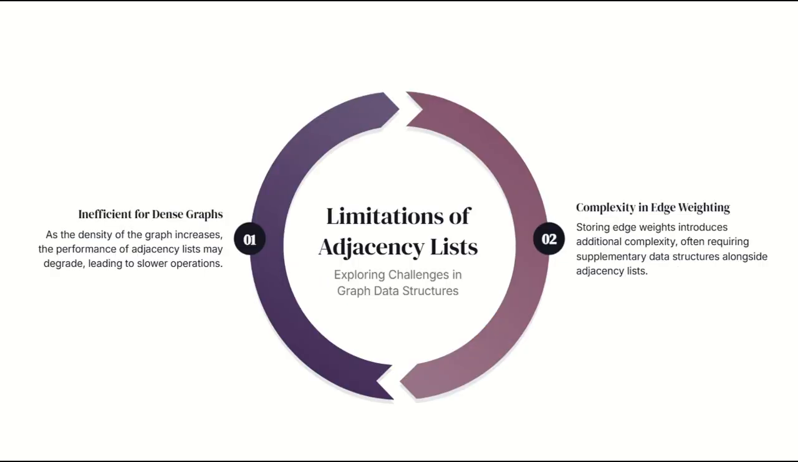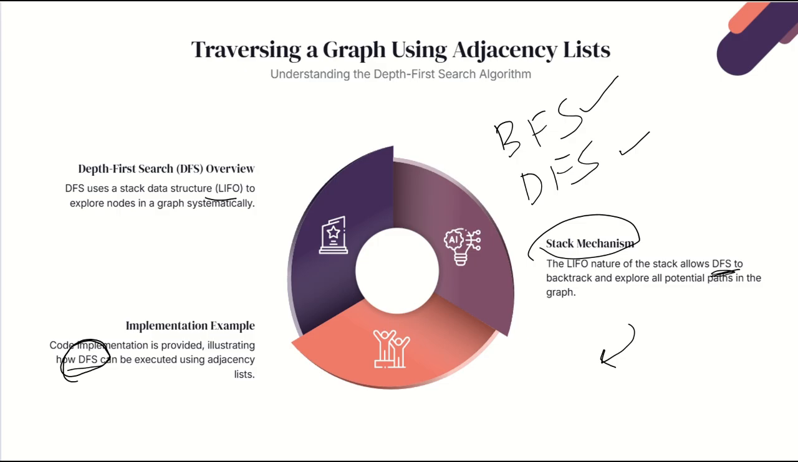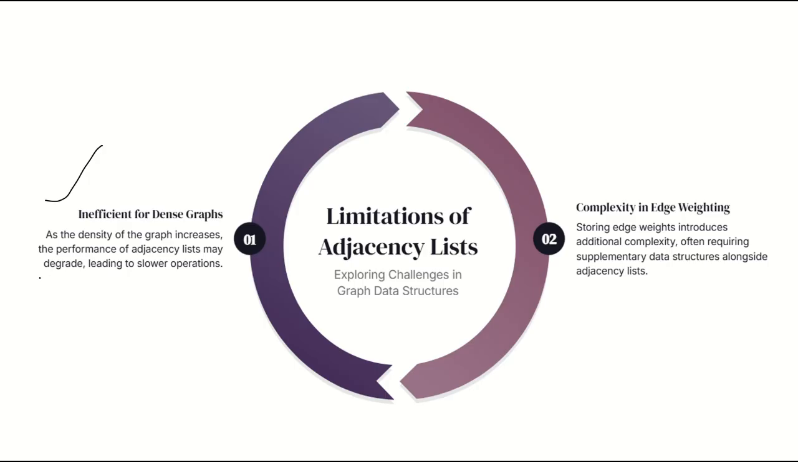Now, the limitations of the adjacency list. As we also discussed in the starting, the adjacency list has its fair share of disadvantages. Not disadvantages, we can put it as limitations: it is inefficient for dense graphs. As we have seen, an adjacency matrix is best for dense graphs and an adjacency list is best for sparse graphs. This is one of the inefficiencies: dense graphs are not well represented by an adjacency list.